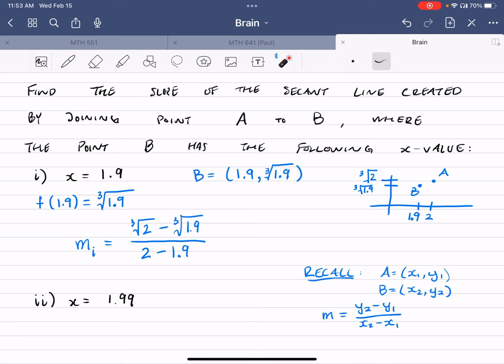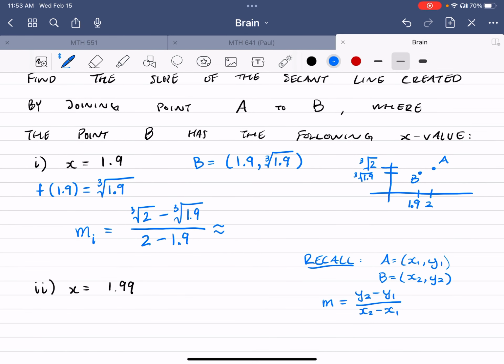So like I said, the order doesn't matter. We could switch these two, and we would get the same number. But as long as you don't switch along the diagonal, right? So if you have 2 here, you need to have 2 down here. If you have 1.9 here, you need to have 1.9 here. Otherwise, you'll get a negative number where it doesn't belong.